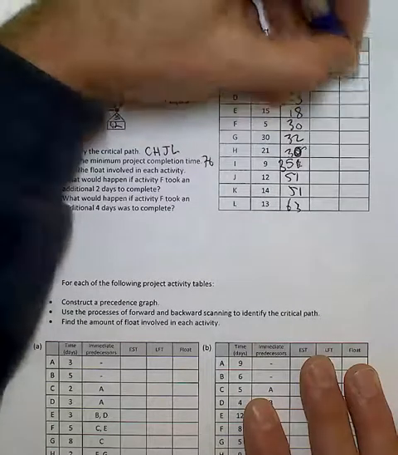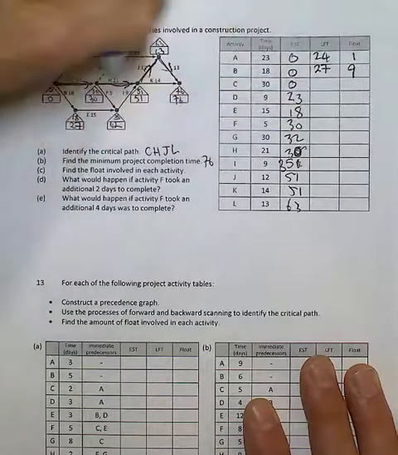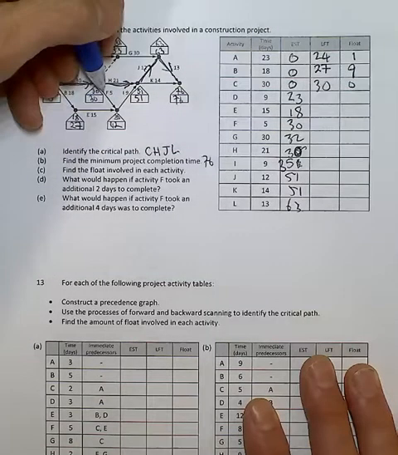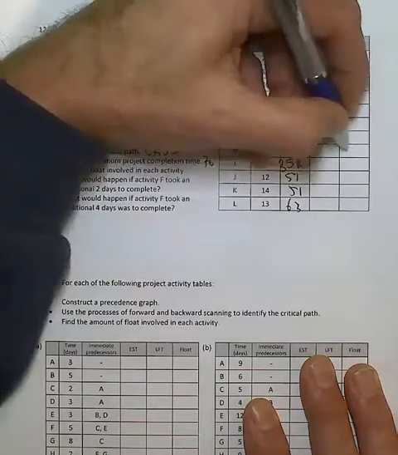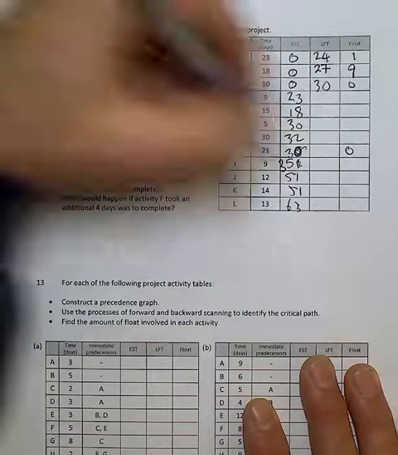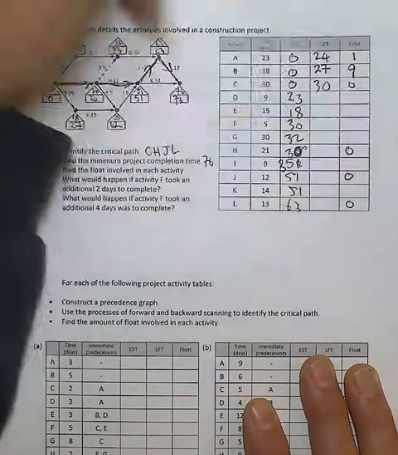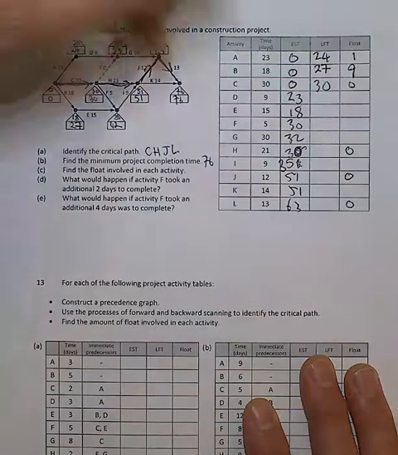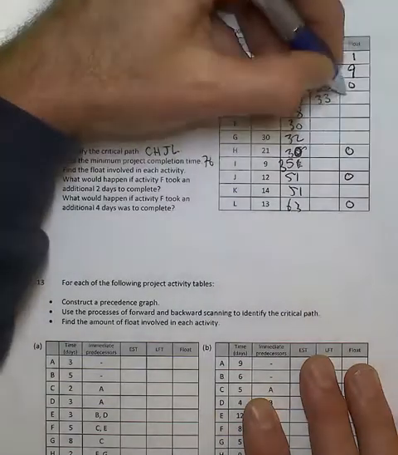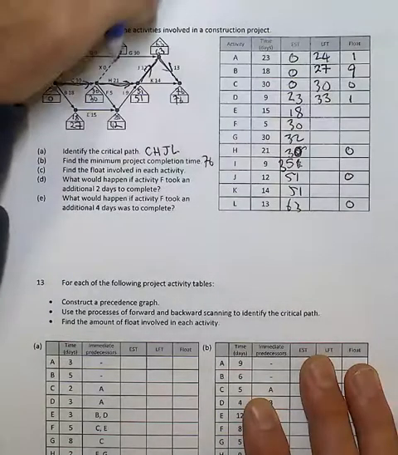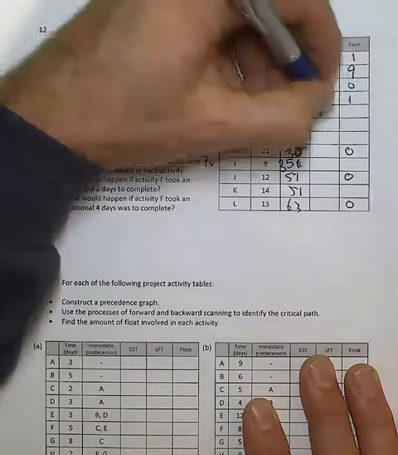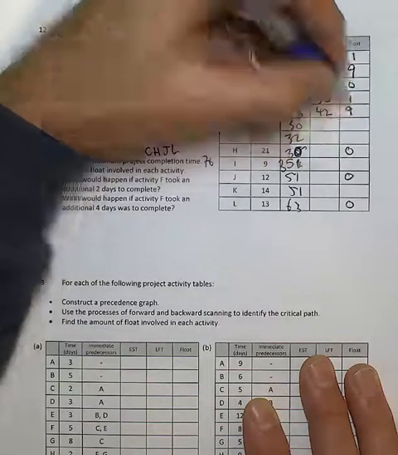Gives me a float of 9. C is on the critical path. So you could by default put the critical path components on as having a float time of 0. For D then, we can finish that as late as 33, gives us a float time of 1. E can finish as late as 42, gives me a float time of 9.